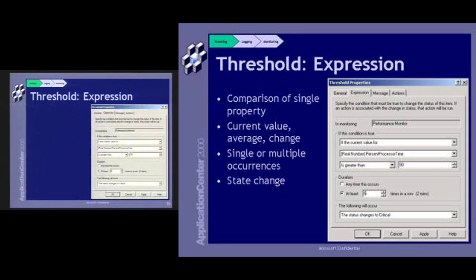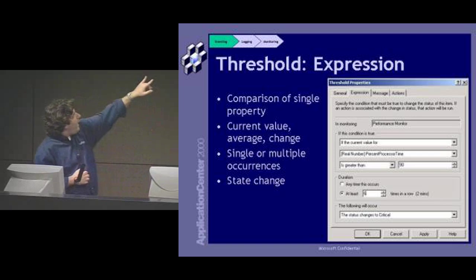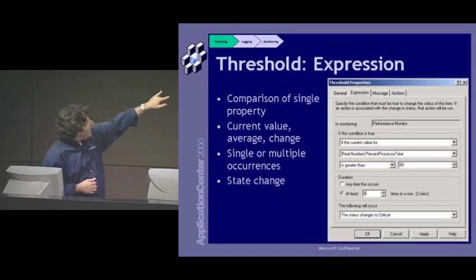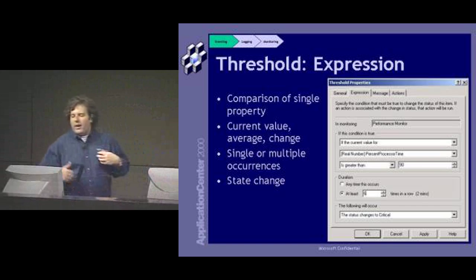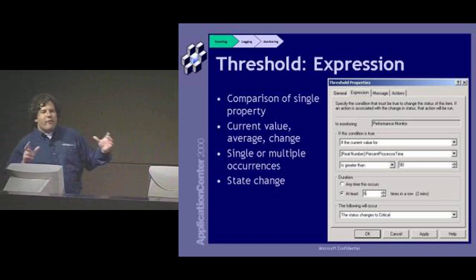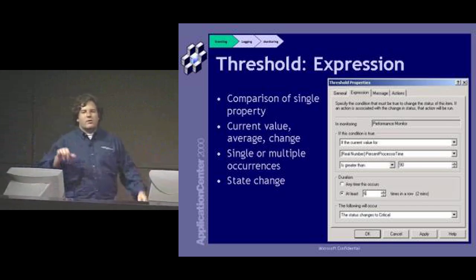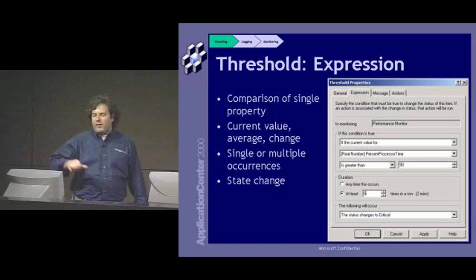So once you've created a data collector, the next step is to create a monitor or a rule, which is known as a threshold. And a threshold in this release is a comparison of a single property. So here I'm looking at a performance counter. I'm looking at percent processor time. And you can look at current value, average value over a set number of periods, or the change from one period to the next.